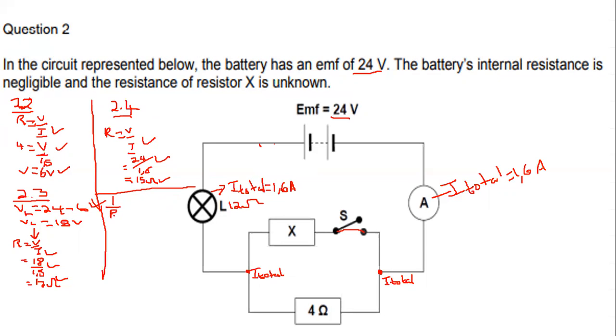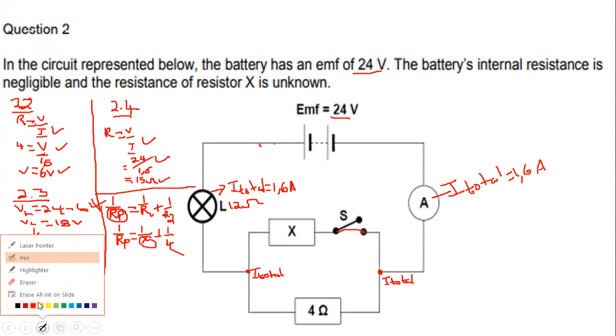Okay, I want R parallel. Most of us would have started there and said 1 over RP is 1 over R1 plus 1 over R2. And what is our aim? Our aim is to get that RP. Then we say 1 over RP will be equal to 1 over X plus 1 over 4. And the learner says, okay, this one will be a problem because I don't know the value of X.